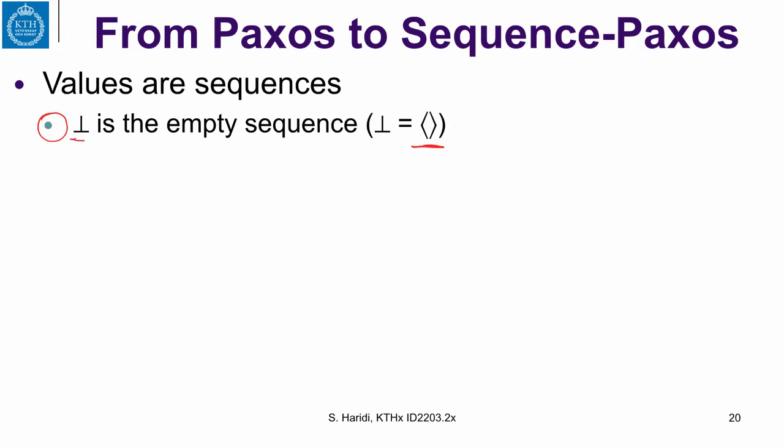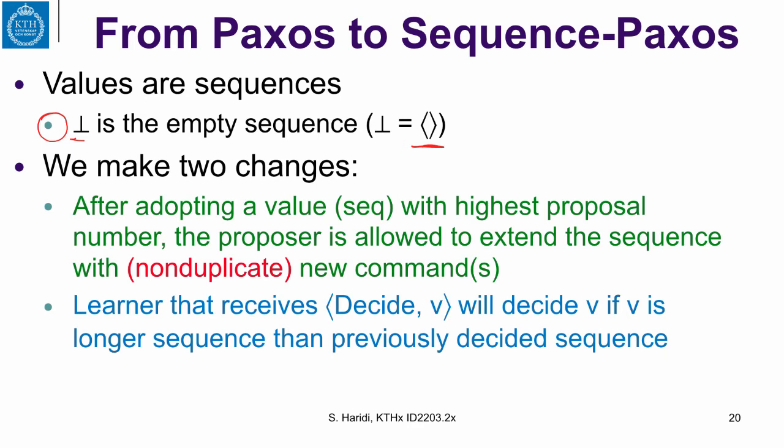So this is the empty sequence. And we make two changes. One is that after adopting a value with the highest proposal number, you remember this is the one that we adopt by selecting from the set of pairs the one with the highest proposal number, the proposer is allowed to extend the sequence with new commands. We allow here to extend the sequence with new commands.